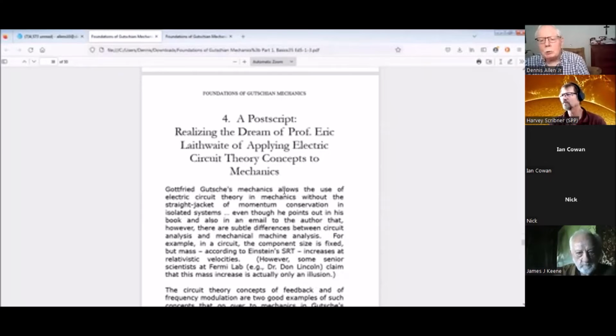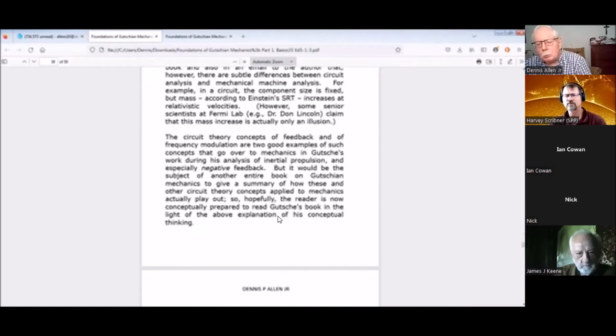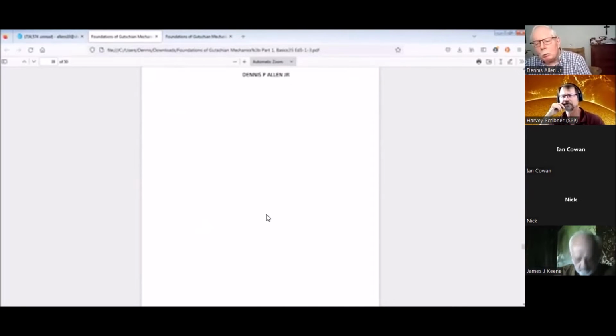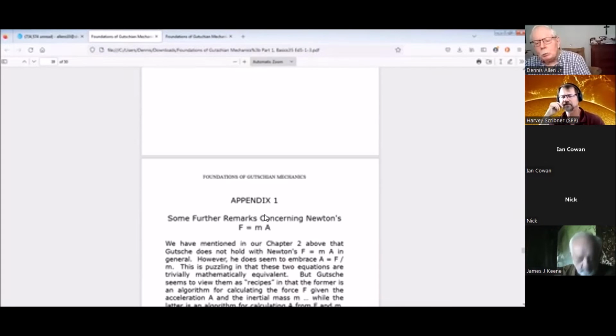Okay, now he's realizing the dream of Eric Laithwaite of applying electric circuit theory to mechanics. Gutsche is an electrical engineer, and that's why his mechanics is two-dimensional. It has to do with the complex numbers, which are two-dimensional over the real numbers. And so that's why his mechanics turns out to be two-dimensional. When he uses the complex numbers, he's usually using two vectors. But what about most things being three-dimensional? Well, his machines can all be reduced to two dimensions, it seems.